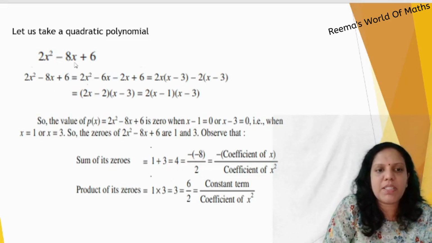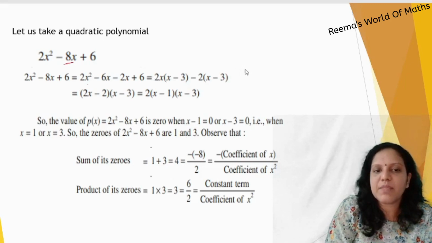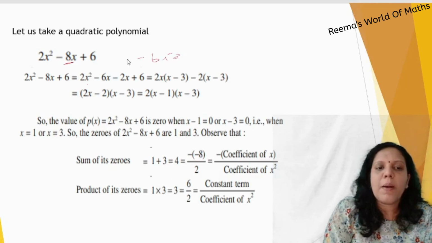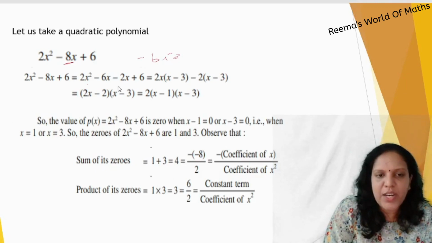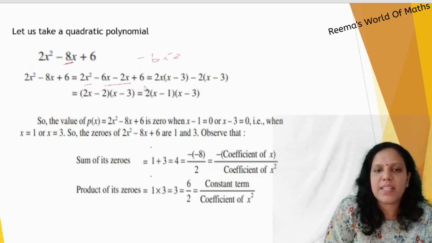So how can we split this 8x? 8x can be split as 6x plus 2x. So minus 8x, we can split as minus 6x plus minus 2x. After splitting the middle term, we can write this polynomial as 2x squared minus 6x minus 2x plus 6.